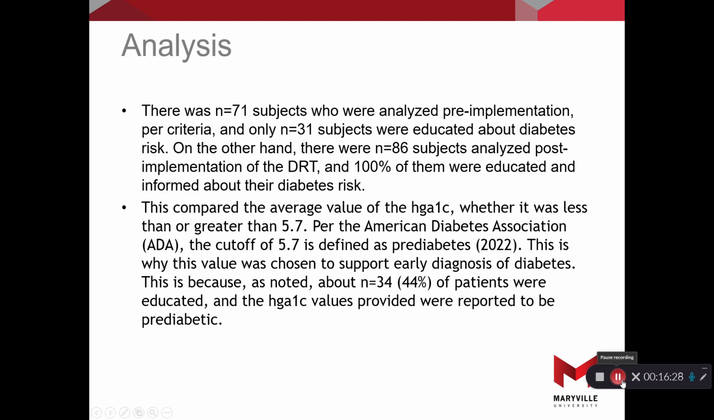So there were 71 subjects analyzed pre-implementation per criteria, and only 31 subjects were educated about diabetes risk. On the other hand, there were 86 subjects analyzed post-implementation of the DRT, and 100% of them were educated and informed about the risk. So this compared the average value of the hemoglobin A1C, whether it was less than or greater than 5.7. Per the ADA, the cutoff of 5.7 is defined as pre-diabetes. This is why the value was chosen to support the early diagnosis of diabetes. So about 34-44% of patients were educated, and hemoglobin A1C values were reported to be pre-diabetic. So now we're going to talk about the results here.